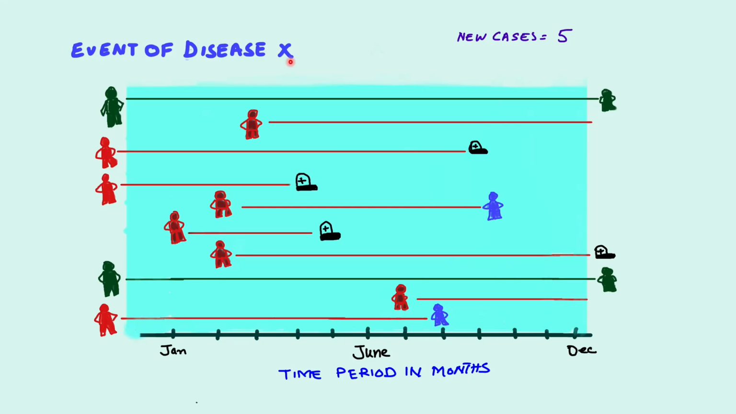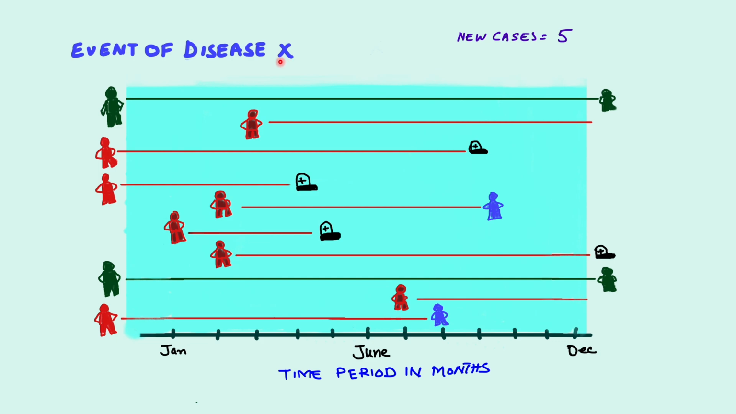Let's look at the incidence and prevalence in a little more detail using this example. Suppose we conduct a study over a 1-year period beginning in January and ending in December. This entire period represents our study time frame. We are interested in occurrence of disease X, which could be any disease such as cancer, diabetes, or tuberculosis.